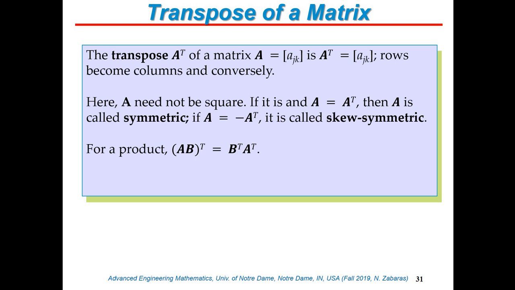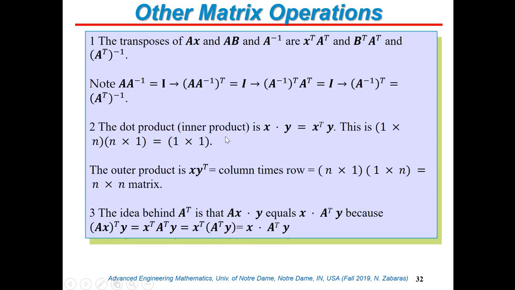Okay, since we are talking about the transpose, let me summarize a few properties. If you have the product A times X, the transpose of that is X transpose A transpose. If you have a product of two matrices A, B, the transpose of that is B transpose A transpose. And if you have the inverse of a matrix, the transpose of A inverse is basically the inverse of the transpose of A, okay? And the last property, just in case we did not prove it before, is given here. Very simple.